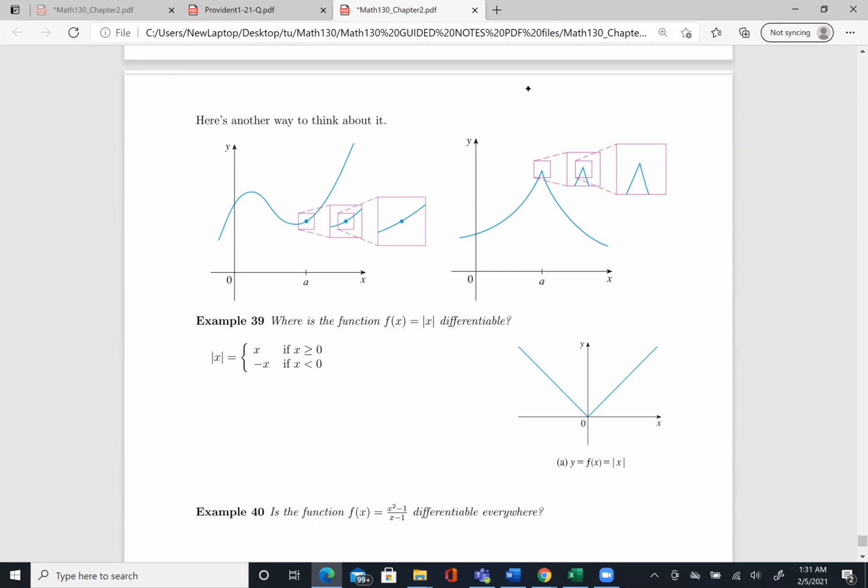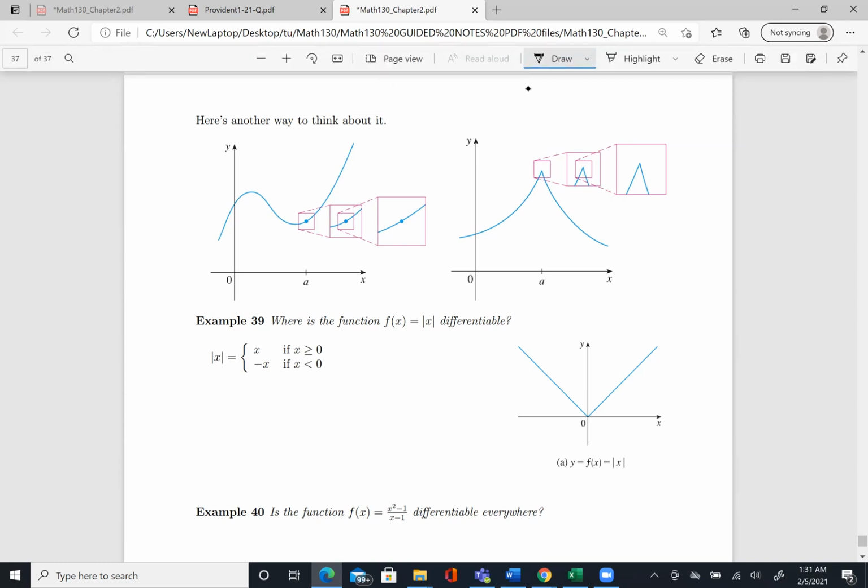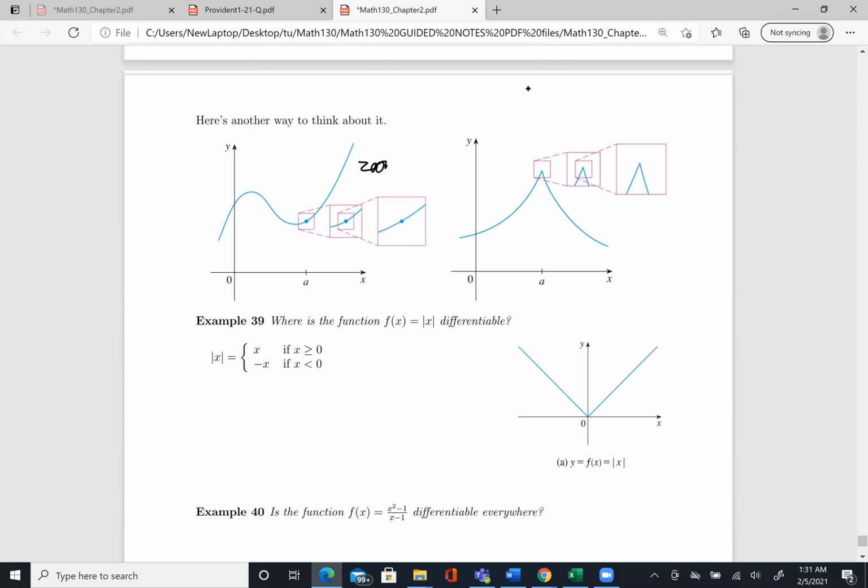And here is another way to think about it. Zoom in and get a line. Because when you zoom in, you get a line. And then zoom in on a corner.